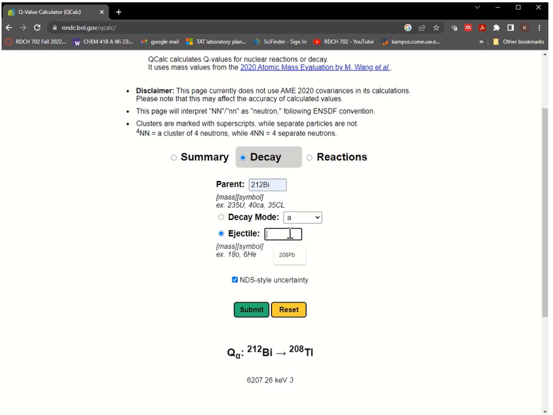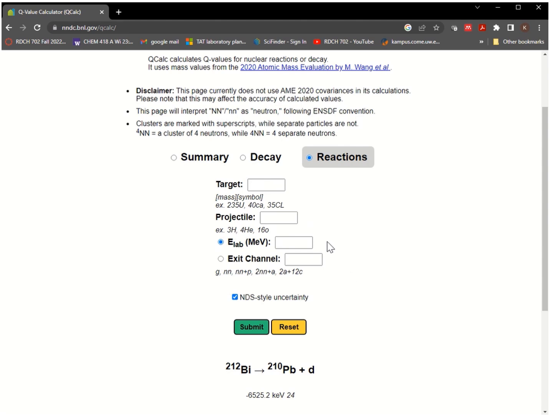We could also say, if I have bismuth-212, what would have to decay in order to make a certain isotope? So let's say I wanted to make lead-208. Well, bismuth-212 to make lead-208 would need a hydrogen-4 emission, very unlikely, but it will give you the Q value here. Or what if deuterium is emitted? So bismuth-212 plus deuterium yields lead-210.